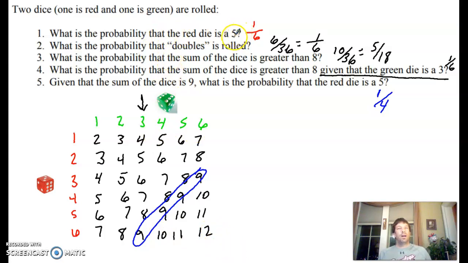Okay, so you saw a few things going on here. First of all, just a very basic probability. Then we were kind of combining 2 dice for the second one. Third one, we had to look at specific instances where it was greater than 8. The fourth one, we were given some information, and the fifth one, we were given some information that we had to use. Okay, so let's look at a few more examples.